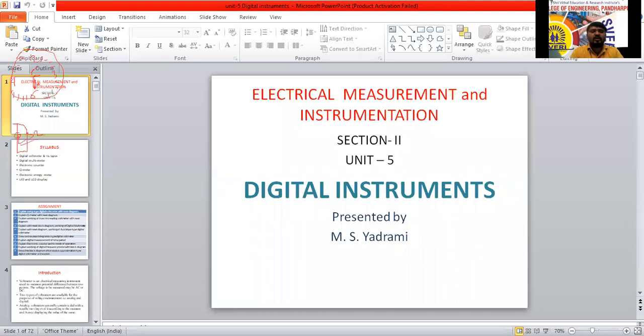Here the small pointer is going to indicate 2, and the bigger pointer is going to indicate the 32. Like that we have to assume here. Here no need to assume and no need to calculate anything. Directly it is going to give the display. Like that, the voltmeters are available in both analog and digital.